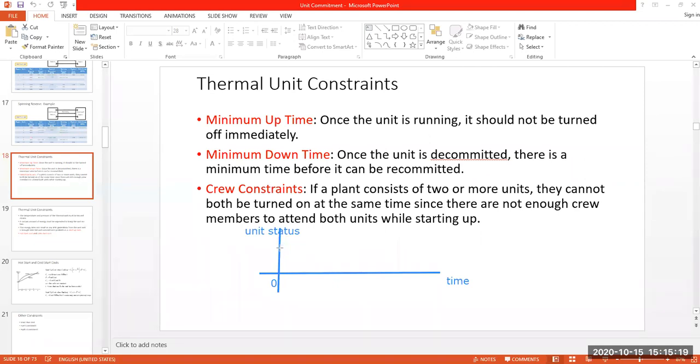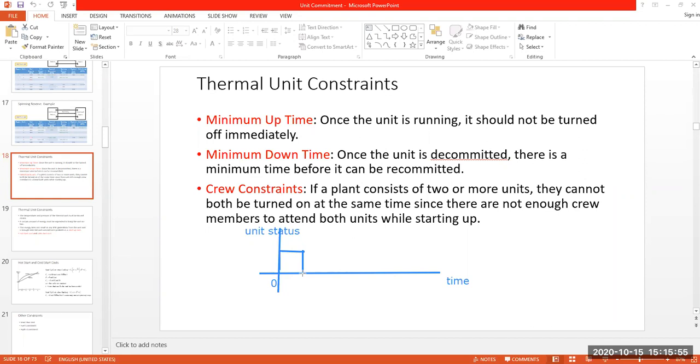What is minimum downtime? Minimum downtime is the reverse case. Once a unit is off, you cannot suddenly, as I did earlier, at zero instant turn it on again. You just turned it off, let's say. Let's say one unit was running like this. This was a running unit. So you just turned it off because the load decreased. Let's say at this time instant, the load decreased. So you turned it off, of course, satisfying this minimum uptime. Let's say minimum uptime is satisfied.